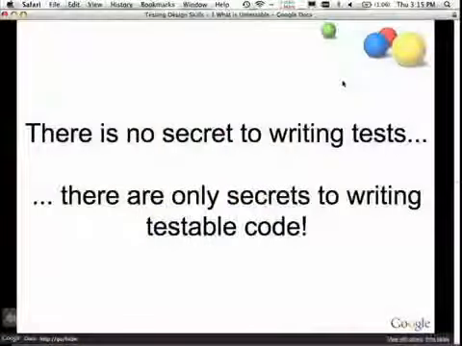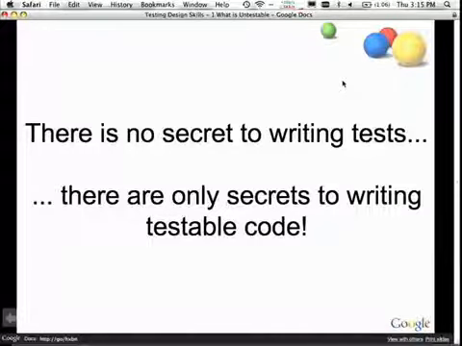So here's the thing. There is absolutely no secret to writing tests, none whatsoever. The only secrets are in writing testable code, and that's what we want to talk about. It sounds like you're already ahead of the game and know that the answer is unit testing, but most people aren't that far along, and are still stuck on the premise that there's some secret sauce to testing, which there isn't.